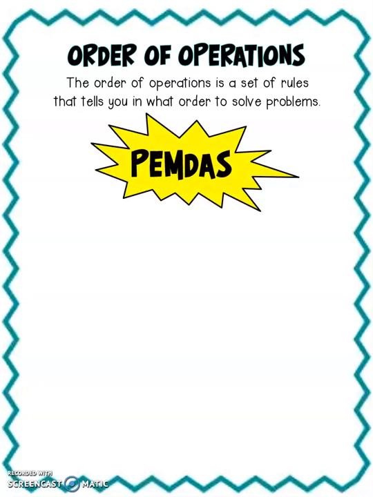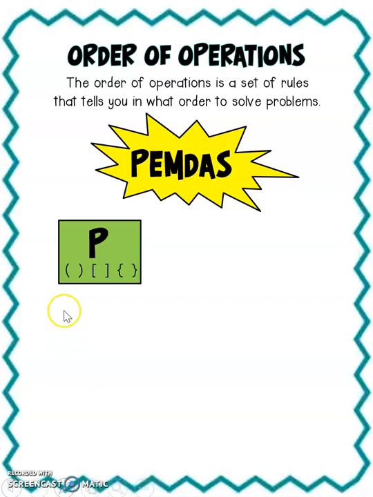Now, you might have heard the order of operations as PEMDAS or Please Excuse My Dear Aunt Sally. That's that silly sentence that helps us remember these math rules. First, the P stands for parentheses, and there are three types of parentheses. This curved type is what's most common, but we also will see brackets and braces in some different examples.